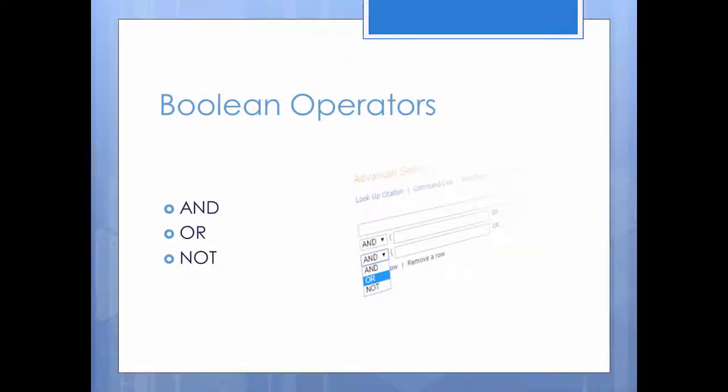Boolean operators are used to connect multiple search terms in a single search. They can expand or narrow your search results depending on which ones you use. We will look at the three most common Boolean operators: and, or, and not.